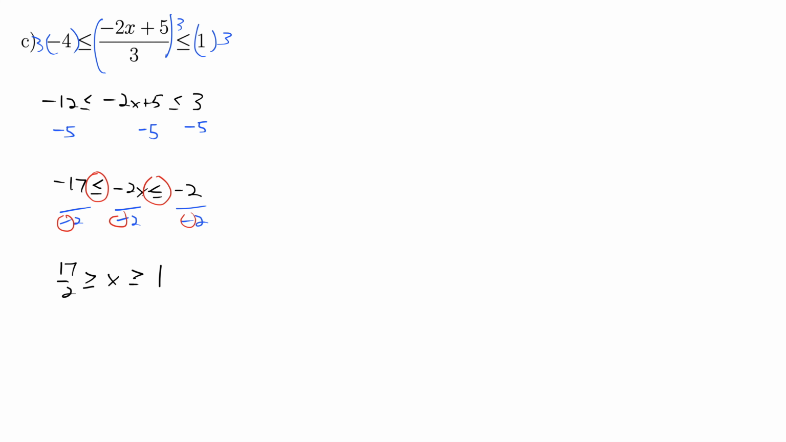It's a good idea to rewrite inequalities like this so they're in ascending order when they go from left to right, just to be consistent with how we're going to write the answer. So anytime I get something like this, I always rewrite it. So we can rewrite this as 1 less than or equal to x less than or equal to 17 halves. And now we're back on solid ground. We can recognize what this looks like going in order from less on the left to more on the right.